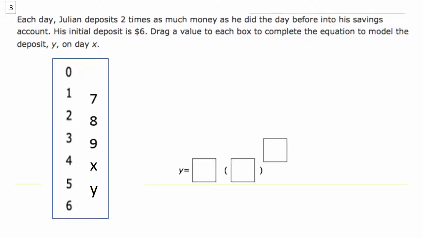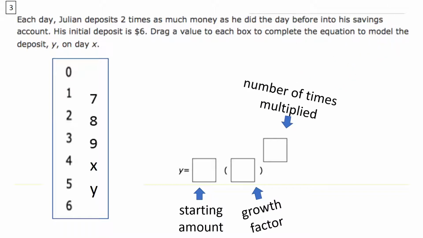So in other words, the deposit is Y, that's what Y equals. Our day is X. We got the first day, the second day, the third day. Arguably, you could also have day 0, and that's the way I want to think about it. But we've got 3 different boxes here to fill in, and each one has a job in an exponential equation. And we've talked about this before. The first one is our starting amount. That's the coefficient. Now, the base of the exponential, that's our growth factor, what we're multiplying by each time. And the exponent is how many times we're multiplying by that growth factor.